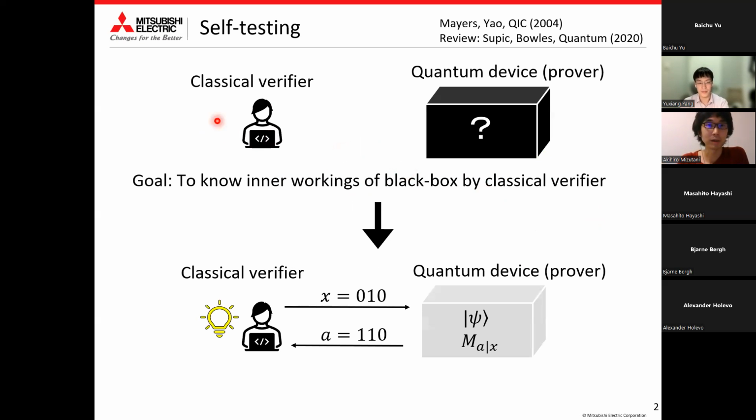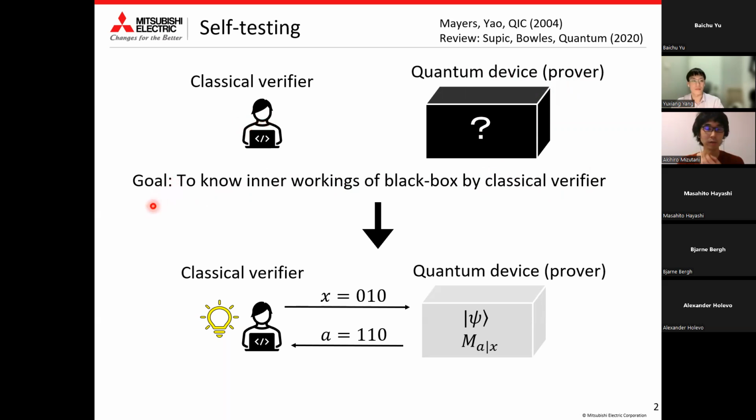My talk is about self-testing. In self-testing there is an unknown quantum device, which is also called a prover, and we don't know what's going on inside the device. So this is a completely black box. Our goal is to know the inner workings of the black box by only a classical verifier. The classical verifier's computational ability is only classical.